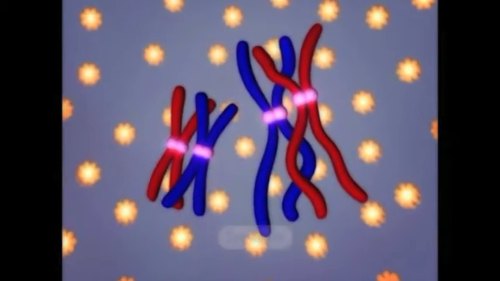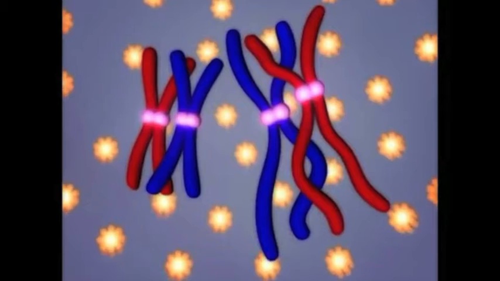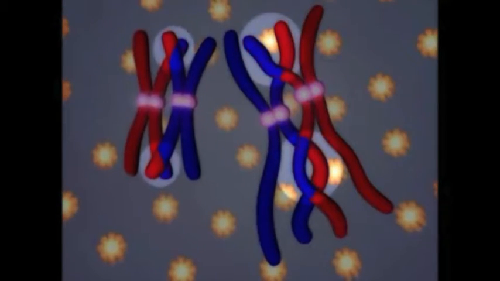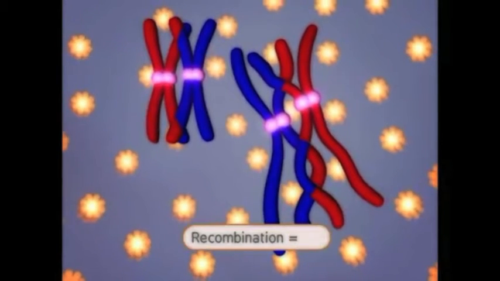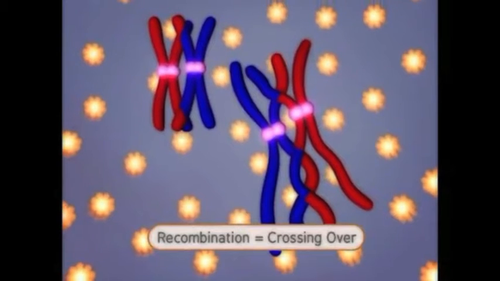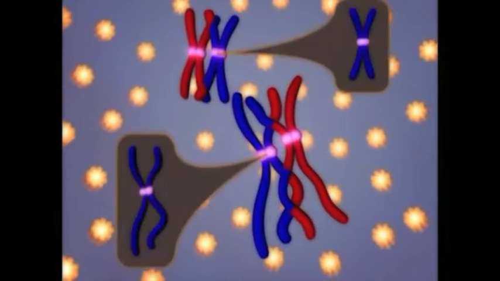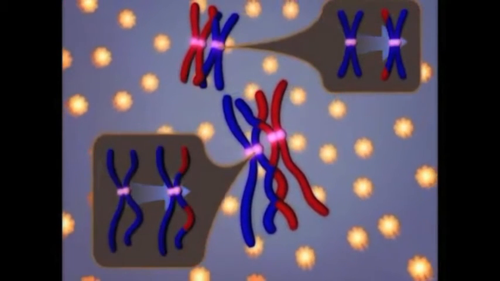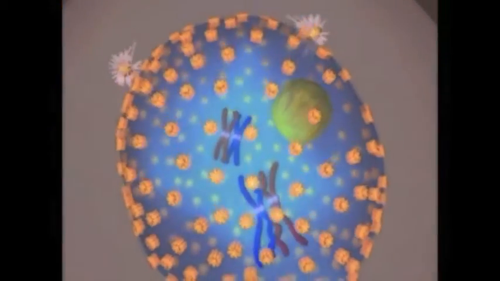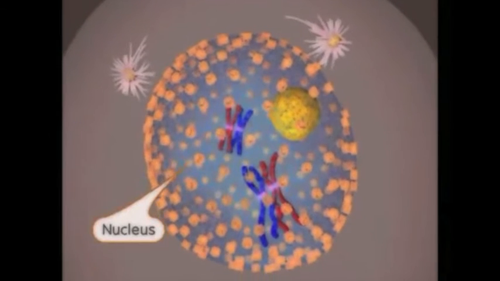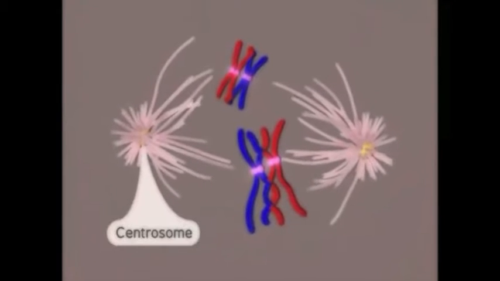Next, synapsis happens. Then, they exchange chromosomal material called crossing over or recombination. After crossing over, the sister chromatids for each chromosome are no longer identical to each other. This is the reason why no siblings aside from twins are genetically identical to each other. Then they attach to microtubules.